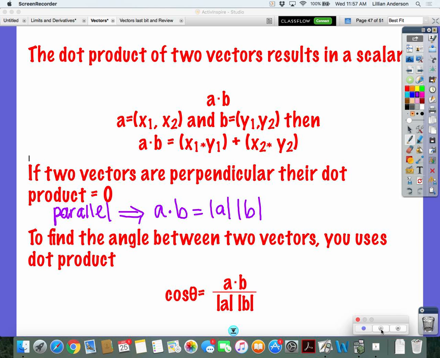Right. Now, to find the angle between two vectors, you can also use the dot product. This formula, I do believe, is in your reference book, so you don't have to worry about memorizing it, but be careful about how you type things in.